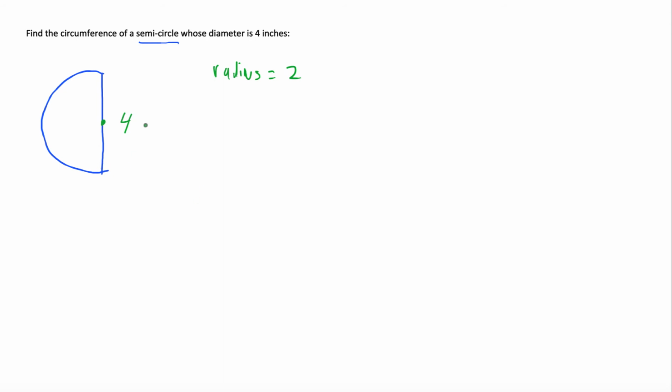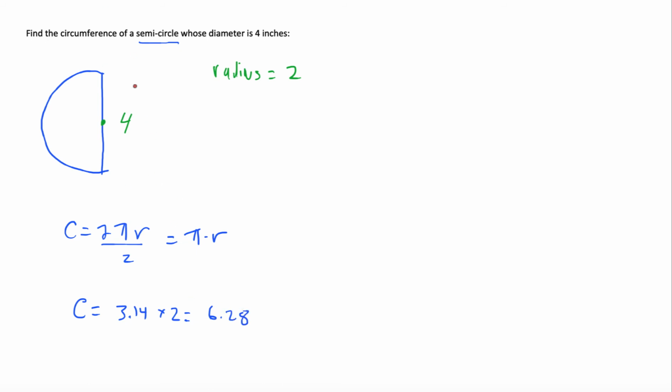So the circumference is the total distance around, right? Remember, the formula for circumference is 2 pi r. But remember, this is for a full circle. We're taking the circumference of the half circle, so we're going to divide this by 2. So that just gives us pi times r. In this case, we know that the radius is 2, so we're going to do 3.14 times 2, which gives us 6.28.